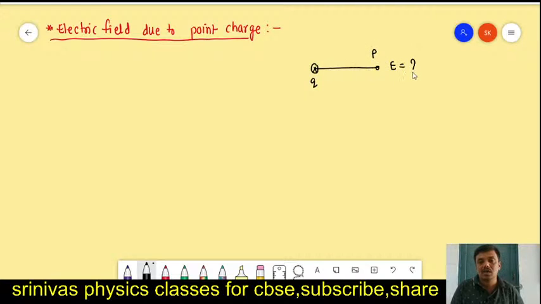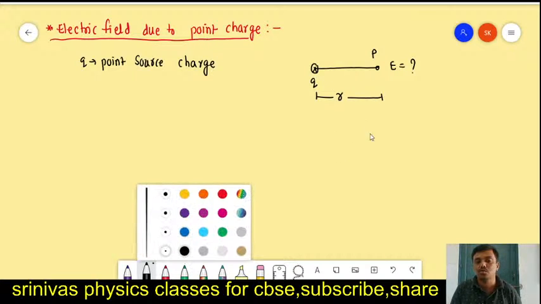Around the Q charge, an electric field will be produced. I am going to derive the electric field intensity formula here. Q is a point source charge. Due to that charge, I want to find out the electric field at a distance R from the Q charge.